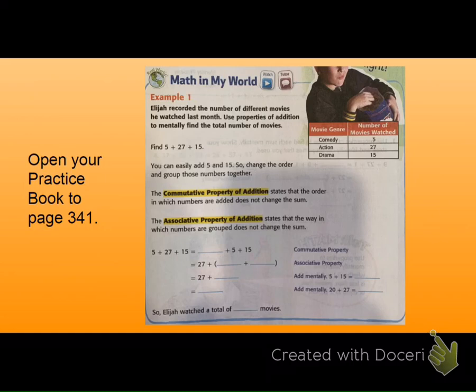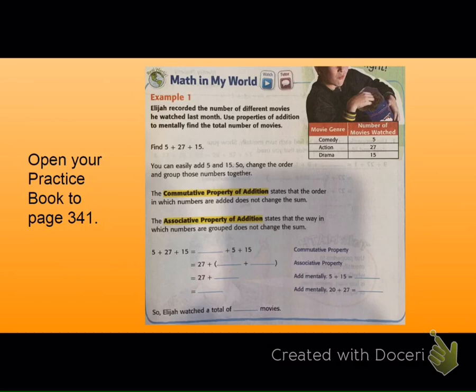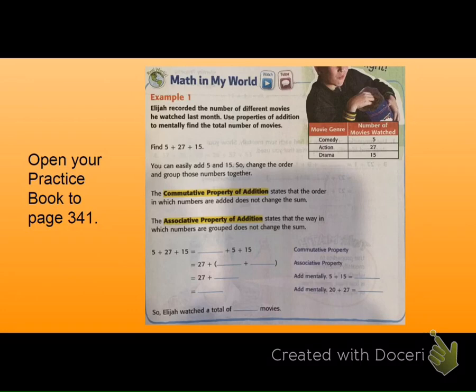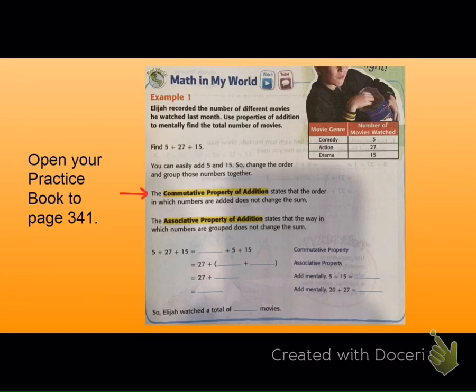Pause the video if you need to. Let's go ahead and talk again. They have given you guys the definitions of commutative property of addition and associative property of addition here. Let me change my color to red so you can see it a little bit better. We already have this in our notes. We have both of these in our notes. Slightly different definition, but essentially the same thing.